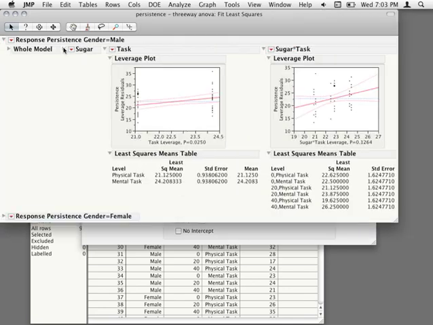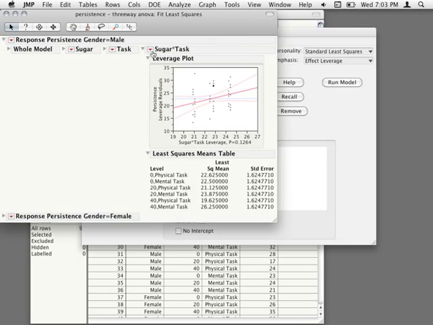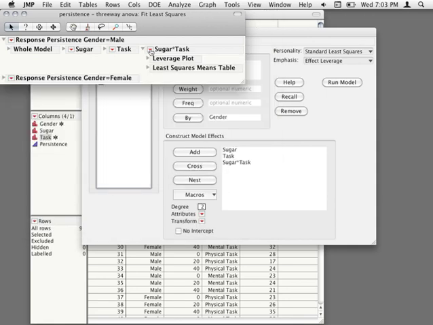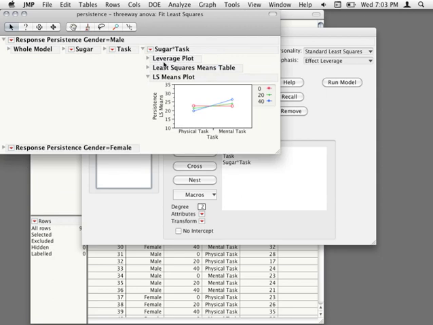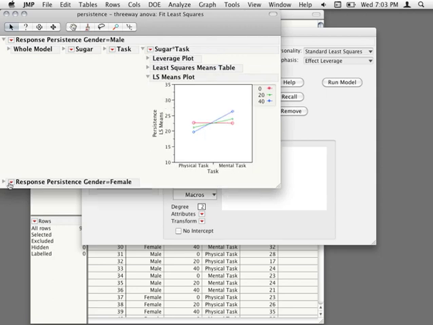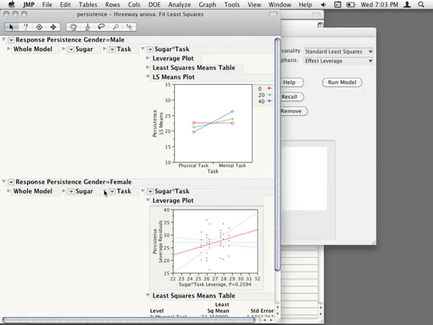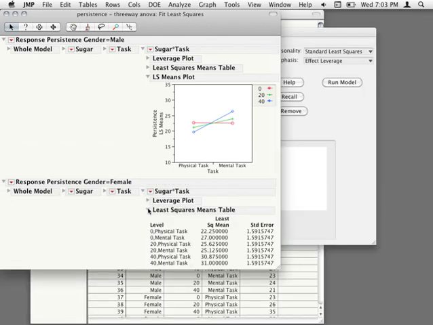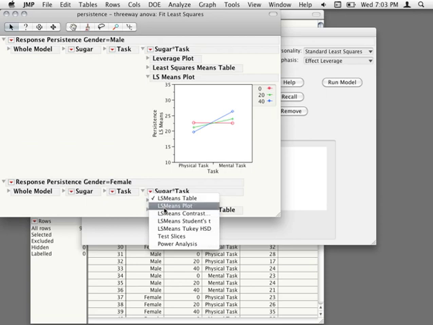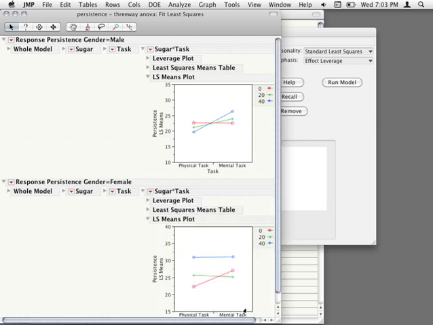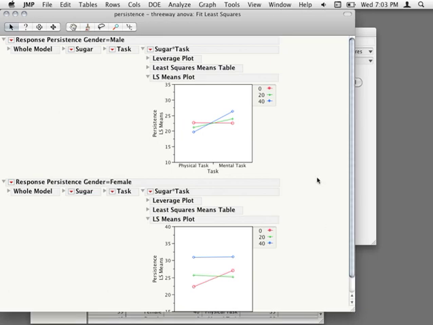If I minimize a bunch of stuff here, and then this and this, what I'm going to request, for the first analysis for the males, is that plot of the effect. So this is the interaction of sugar and task. And then for the females, do the same thing. I'm just going to minimize everything I'm not interested in and request the plot here. You can get an idea of what this three-way interaction really is, where the effect is cropping up.